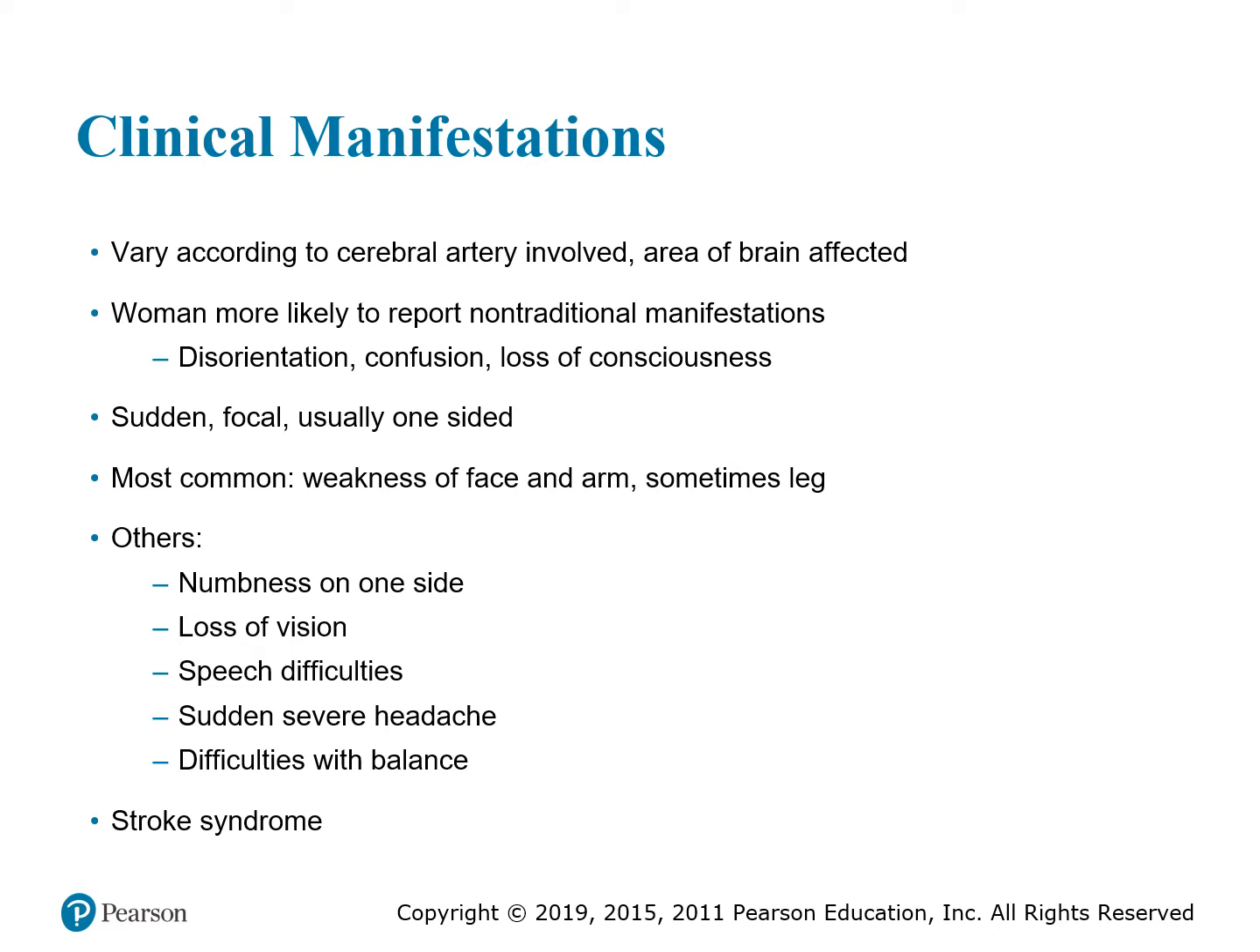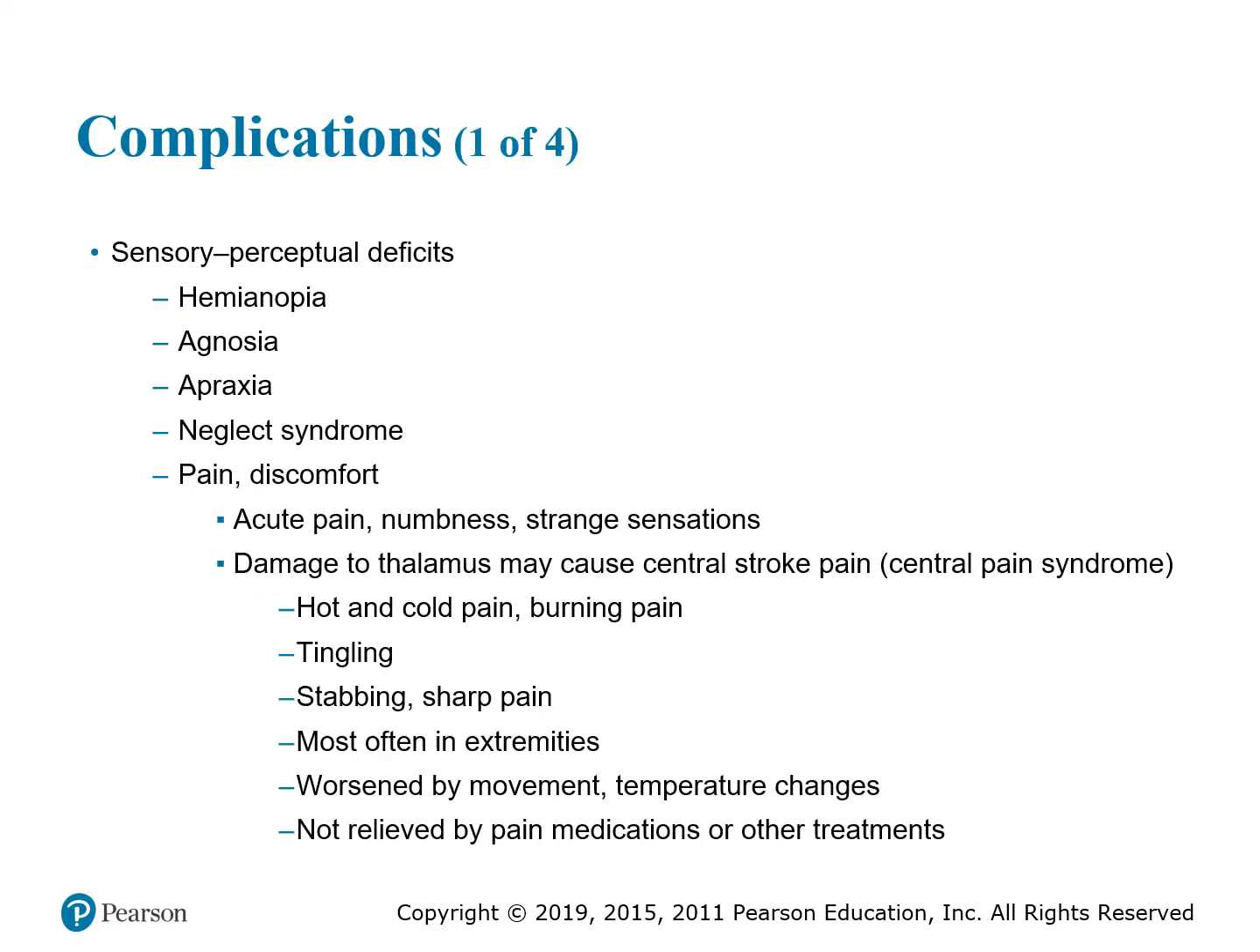Most common are weakness of the face and arms and sometimes leg, numbness on one side, loss of vision, speech, and it's usually slurred, and sudden severe headache, and difficulties with balance, and then your stroke syndromes, and that's in box 1624, as I've already gone over. Okay. So, some other things that you may see, and this is also in box 1625: hemianopia, agnosia, apraxia, neglect syndrome.